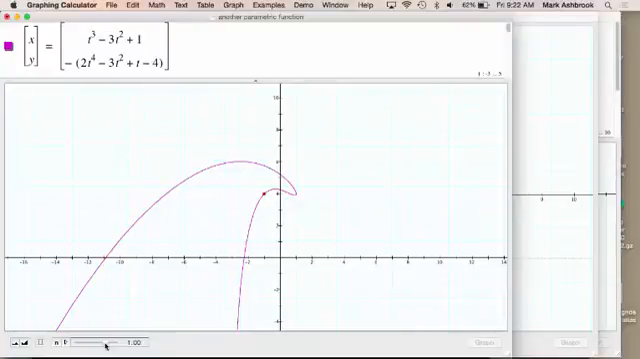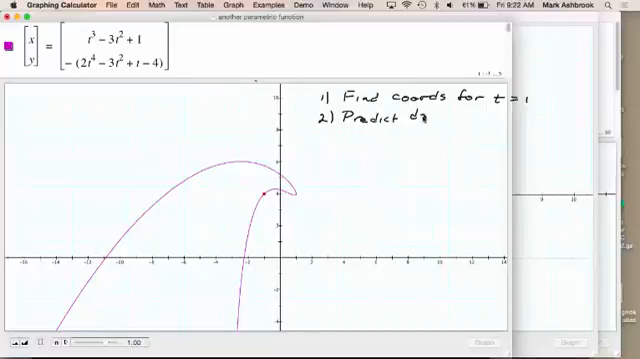So for t equals 1, you get this point right here. So I want you to find the coordinates. Got a list of things for you to do. One, find the coordinates for t equals 1. Two, I want you to predict dx/dt and dy/dt, positive, negative, or 0. Don't find them, just predict. Is dx/dt positive, negative, or 0? Is dy/dt positive, negative, or 0? Okay, then how about dy/dx? And I want you to estimate a value for dy/dx.